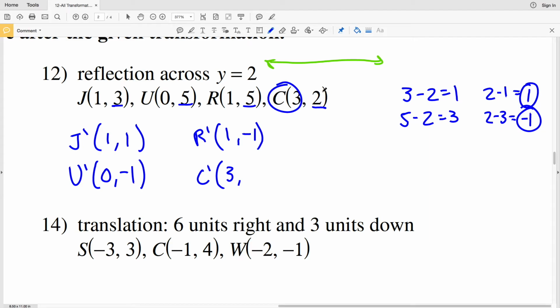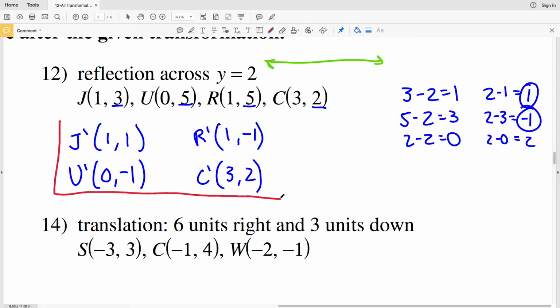And lastly, c, 2 minus 2 is 0. So we're on that line, y equals 2, so we're not going to change the y value. So 2 minus 0 is still 2. So again, j prime is 1, 1, u prime will be 0, negative 1, c prime will be 3, 2, and r prime will be 1, negative 1 for number 12.